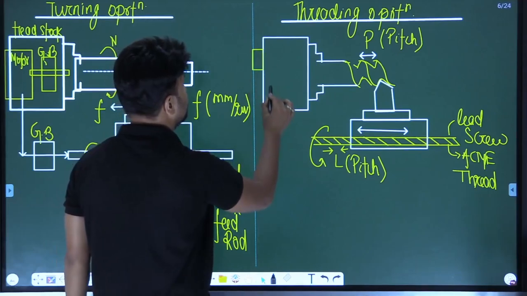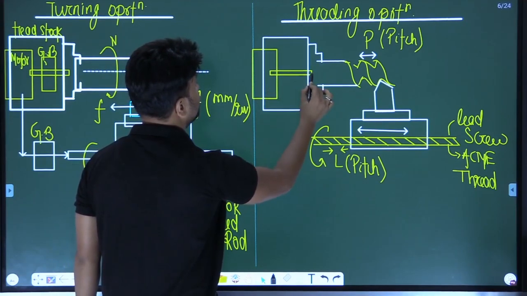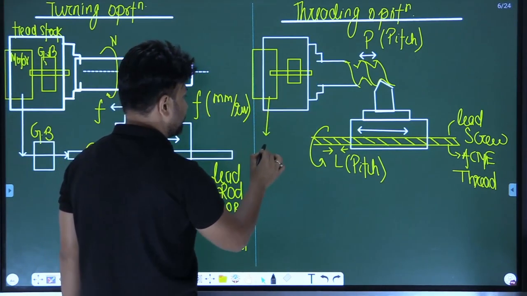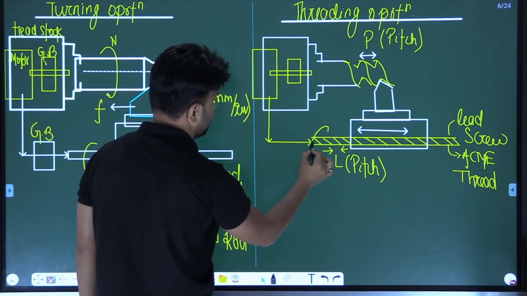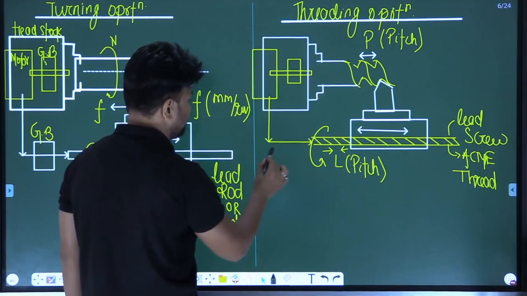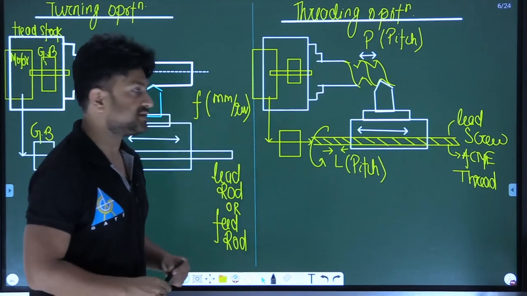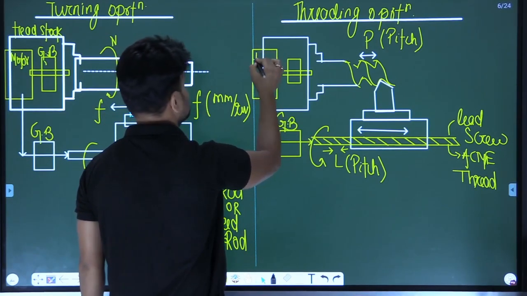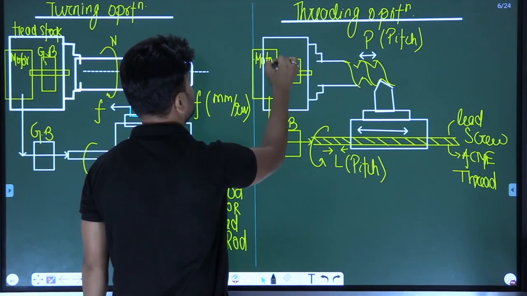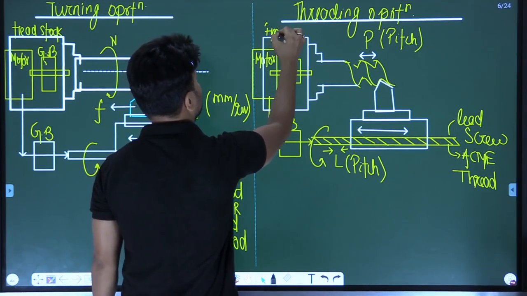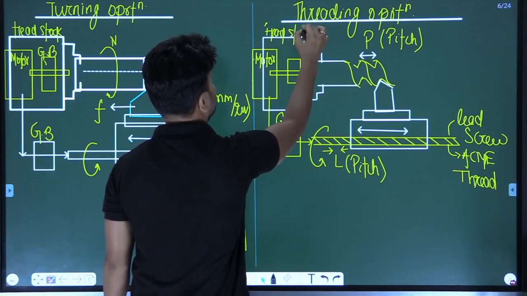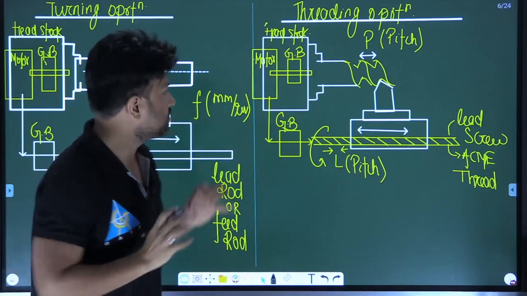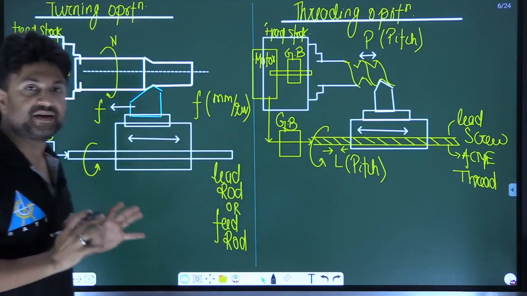Again, there is a motor, there is a spindle, this is the chuck, this is the gearbox. And from the motor, you can supply the power to the lead screw. Am I clear? This is the motor, and this is your headstock. And this is your gearbox. This is the spindle, right? So this is the thing. I hope the thing is clear.